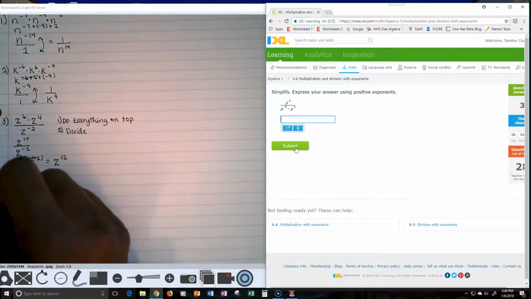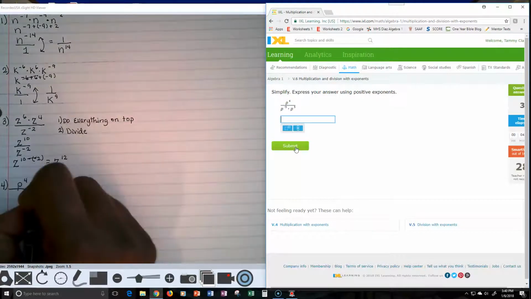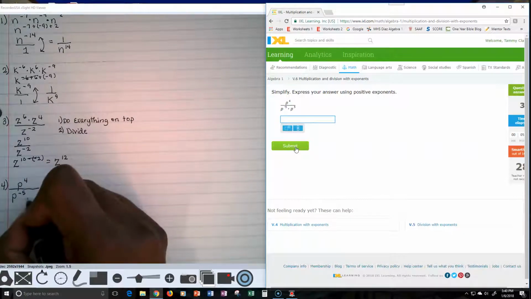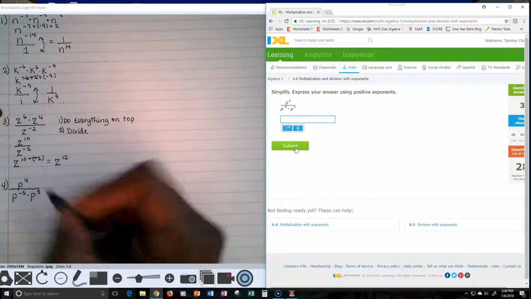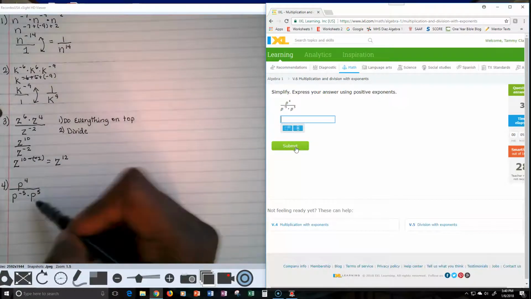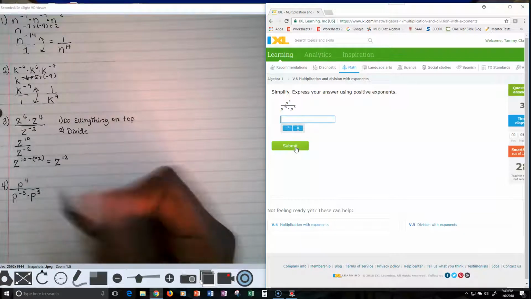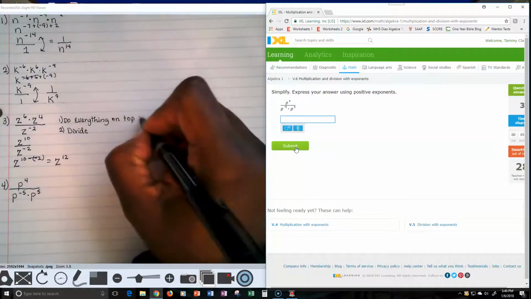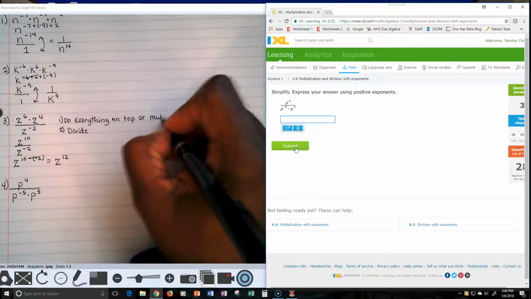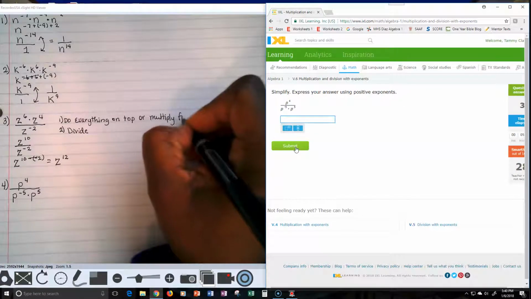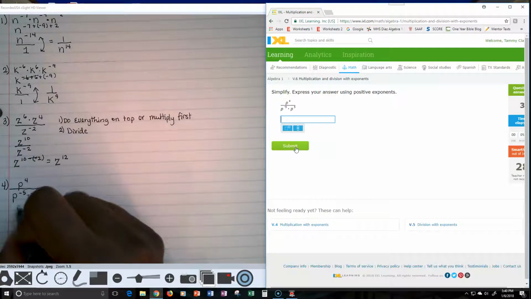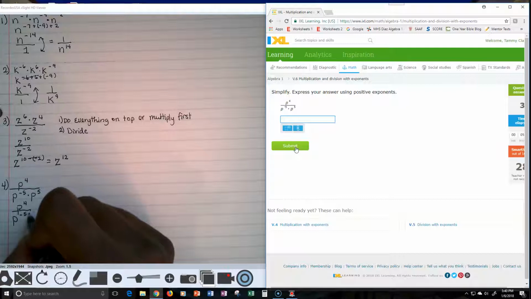All right, here's number 4. We've got p to the 4th, and then p to the negative 5th times p to the 5th. So this time, we're going to do everything on the bottom because that's where the multiplication is. So I guess I could have said up here, do everything on top, or multiply first. Because as we can see, it may not always be on the top, it could be on the bottom. So we've got p to the 4th divided by p to the negative 5th plus 5.